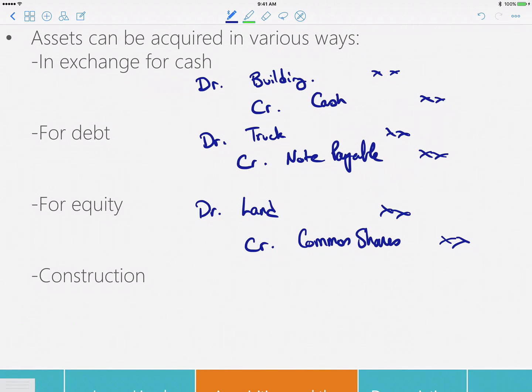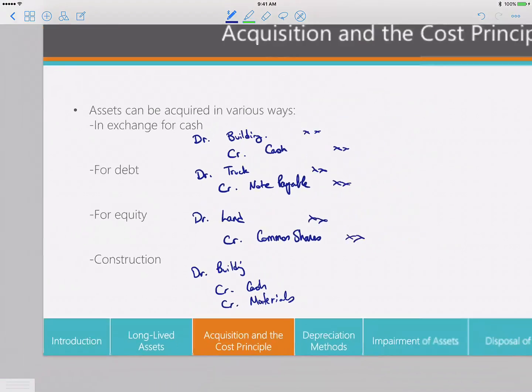Or it can be constructed and built through your own company. You might build the asset yourself, so you would debit building. You would credit maybe cash or materials, anything that was used to build the asset.